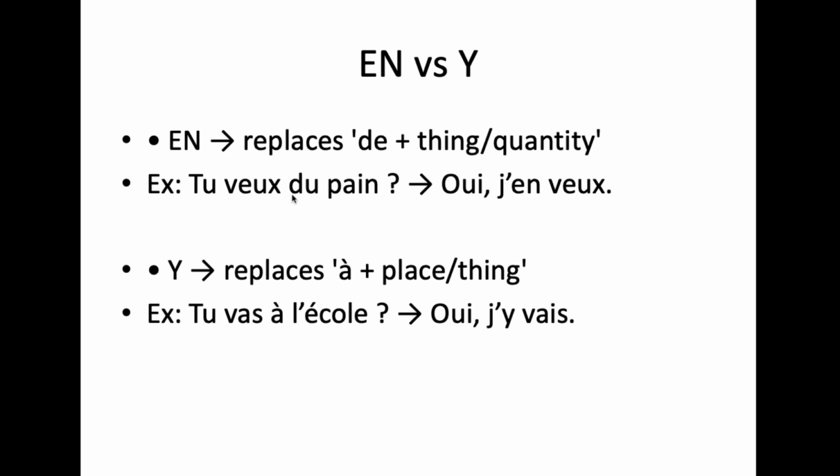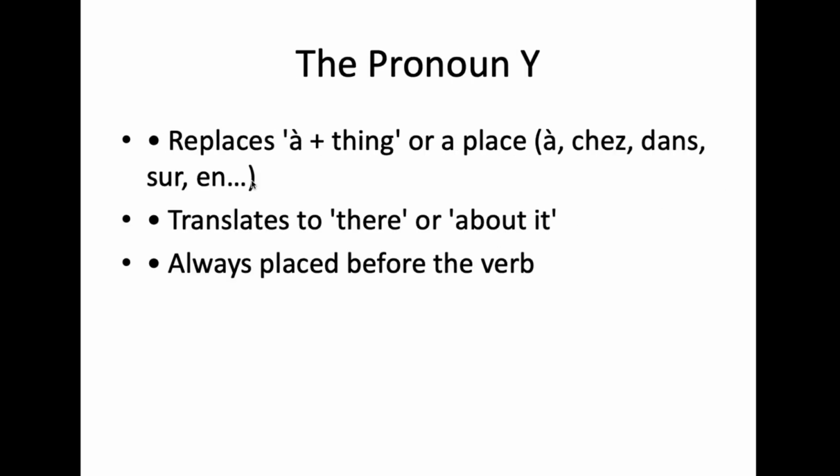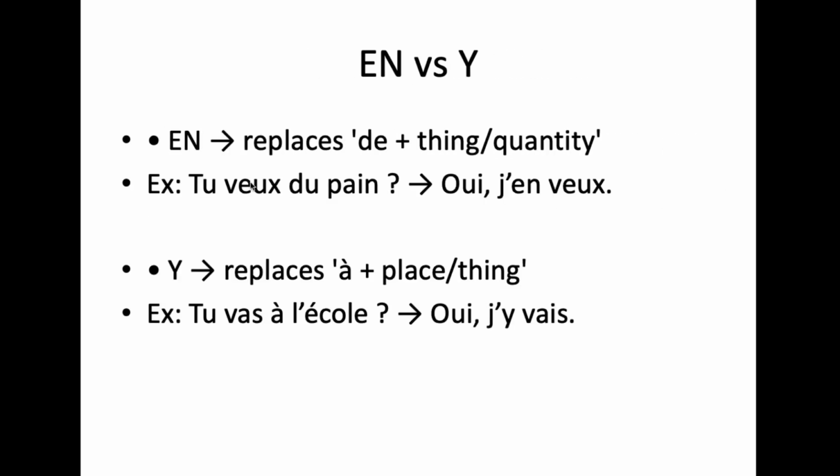So in this case, we cannot put y, because if we look at the rule with y, it always replaces a complement introduced by à or chez, dans, sur, en, all these things that we saw just before, but we cannot replace a complement introduced by de or du, des, de l', de la with the pronoun y. So it's very important. In the same way, tu vas à l'école, we cannot say oui, j'en vais.